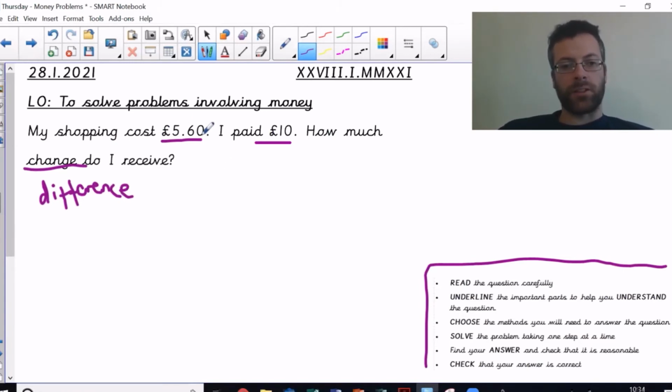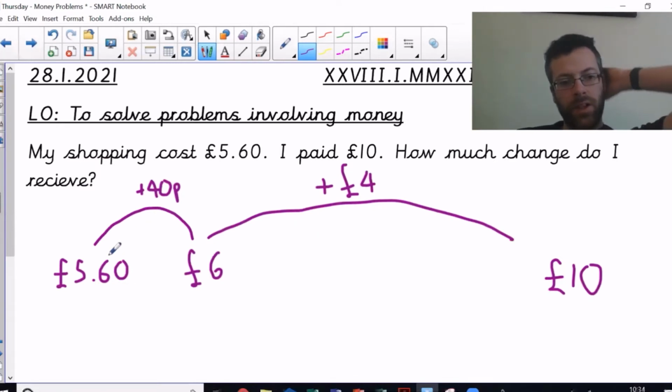I'm going to choose the method. So I'm going to do £5.60 and I'm going to count on until I get to £10. Then I would solve it. I'd check my answer's reasonable. And when I look at that, is it reasonable that £5.60 and £4.40 would be £10?